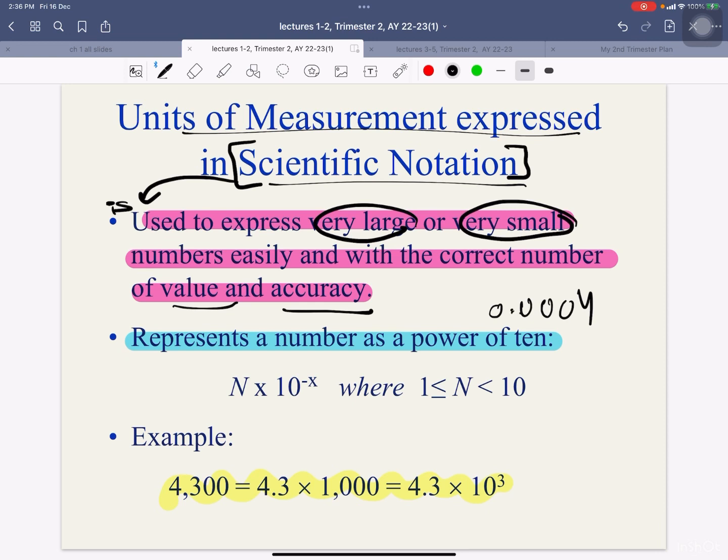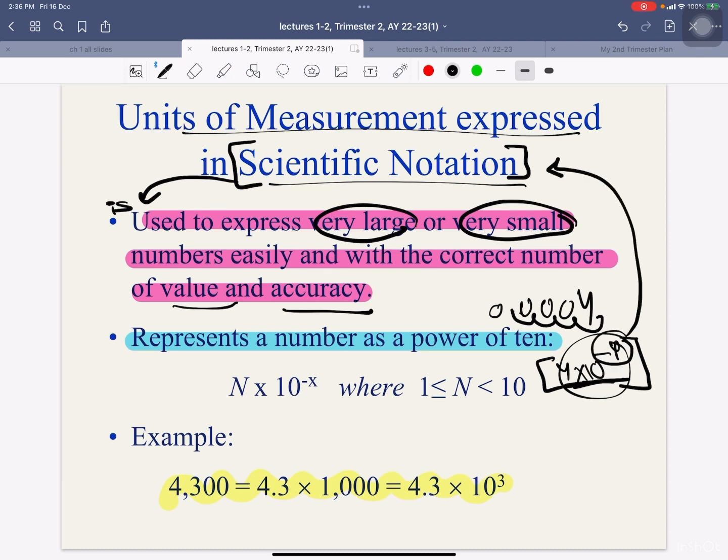So I'm gonna say this number is expressed as 1, 2, 3, 4. So 4 times 10 to the power of negative 4. So I express this number. This number with multiples of 10 to the power of something is called a scientific notation. So scientific notation represents numbers as powers of 10.